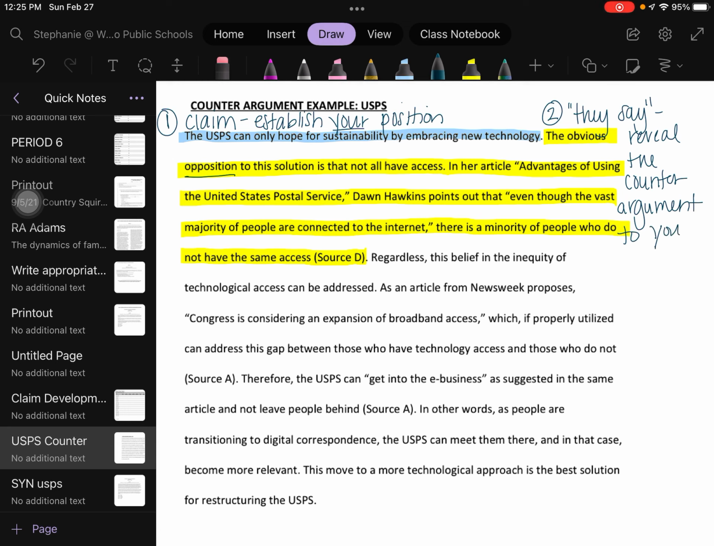To your own claim. So another way of thinking about it is that if this is our claim right here, then we kind of switch sides and reveal what they say. Lots of times words like opposition, opponents, people who disagree, those are all good ways of leading into that idea of here is what they or the opposition says.